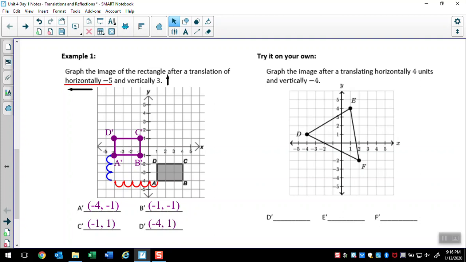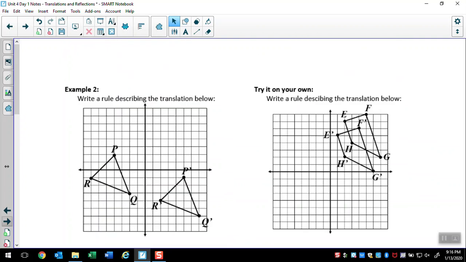All right, I want you to try this one on your own. Graph the image after translating horizontally 4 units and vertically negative 4 units. Go ahead and pause the video now. Okay, good. Let's take a look at the next one.